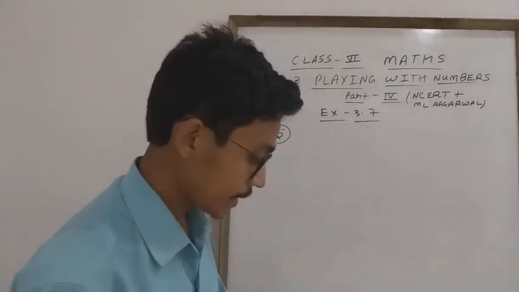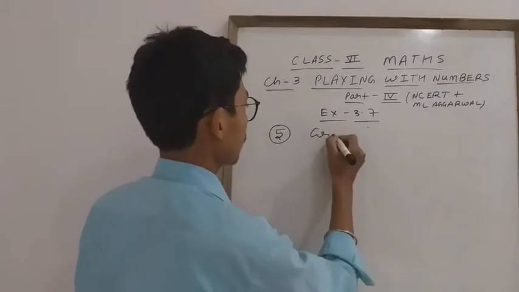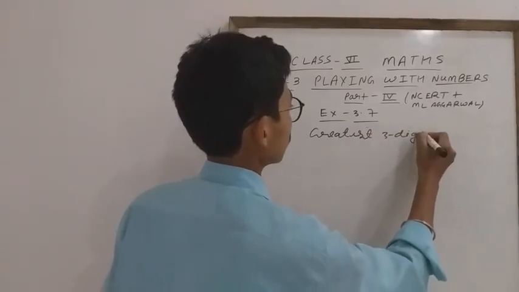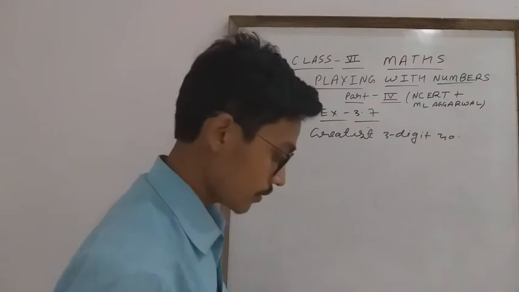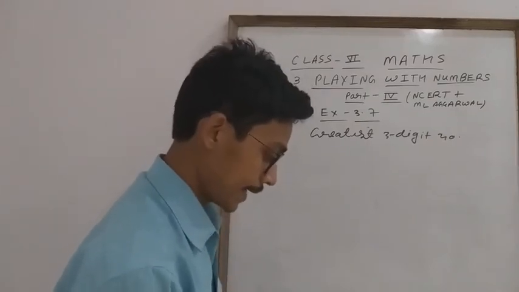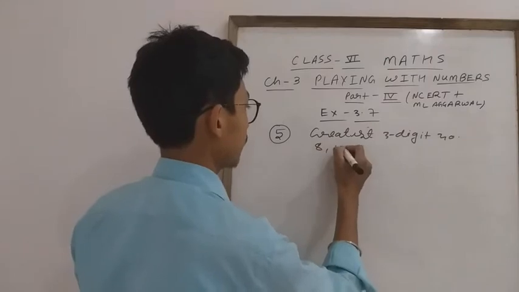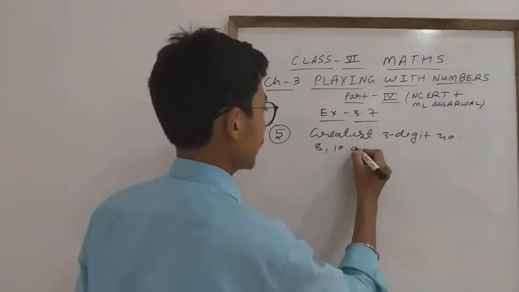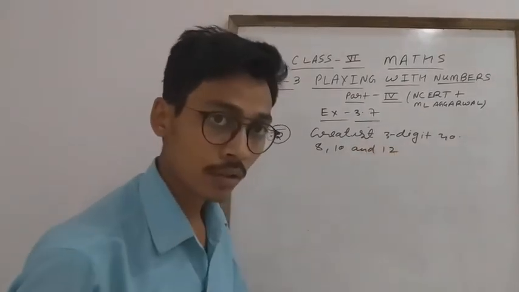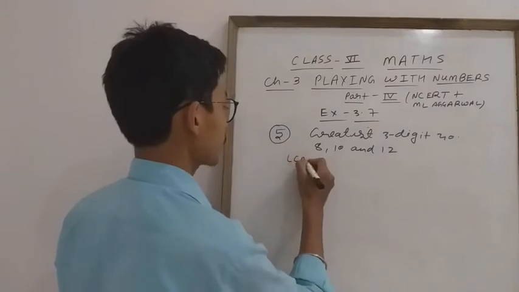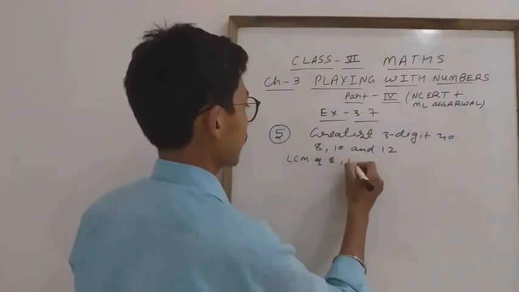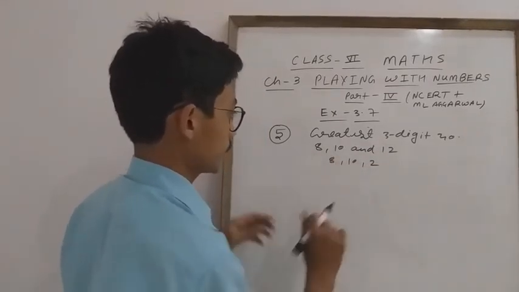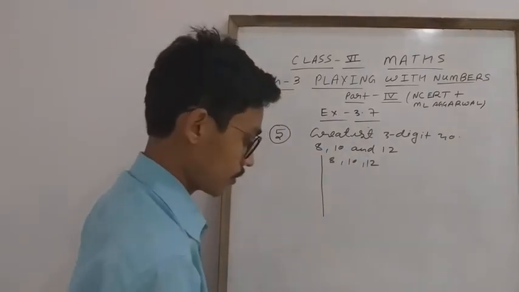It is given: determine the greatest 3-digit number which is divisible by 8, 10 and 12. The question is given in the book. Again you will use the same procedure. You will find out the LCM of 8, 10 and 12, student.